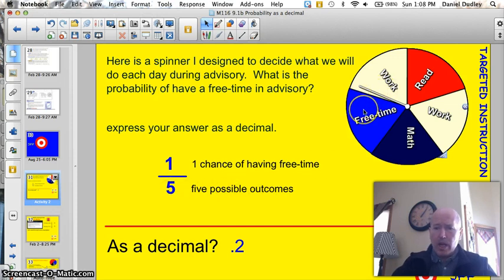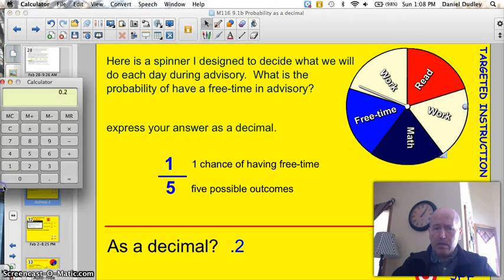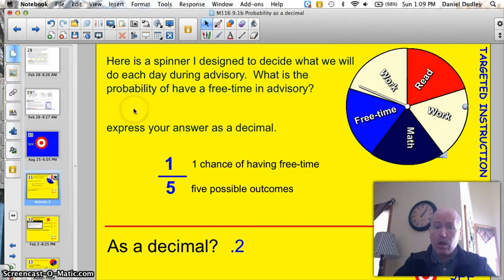There's only one chance of having free time. So we have a 1 in 5 chance of having free time. If I pop that into my calculator and divide 1 by 5, I get 0.2, and that's my answer as a decimal. That's what we're going to be doing tonight. It's kind of a review of last night's lesson, except we add in using the calculator to turn our answer from a fraction into a decimal.